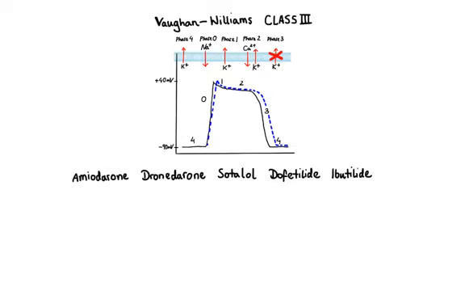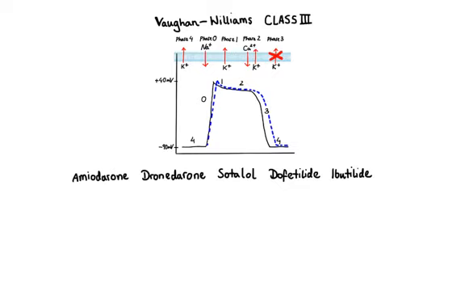They are mainly used in treatment of supraventricular and ventricular tachyarrhythmias, as well as atrial fibrillation and flutter. The most widely used drug in this class is amiodarone, which is very effective for the treatment of these aforementioned arrhythmias.